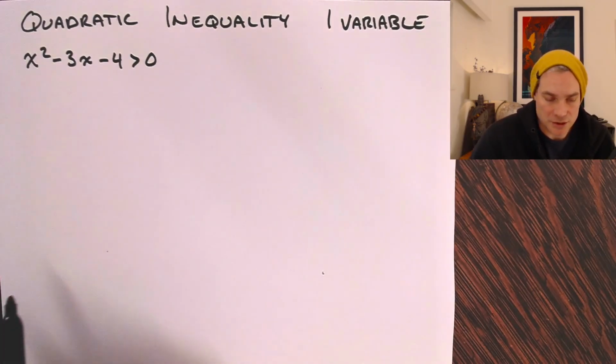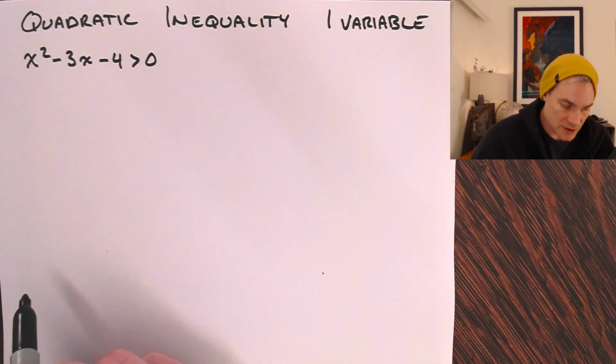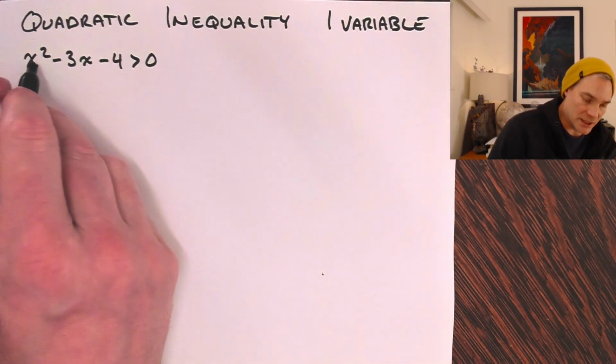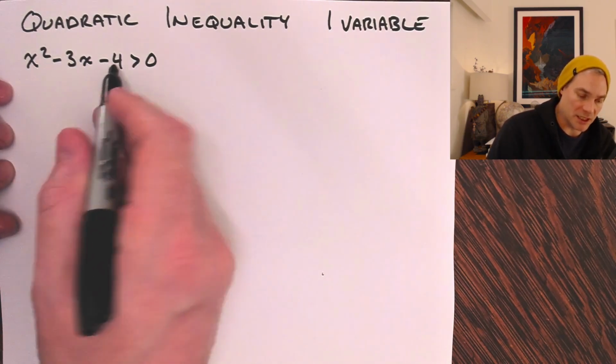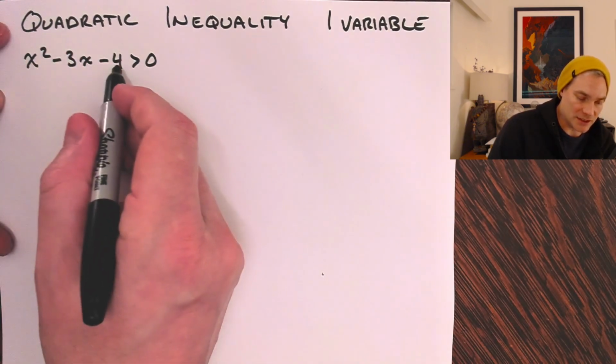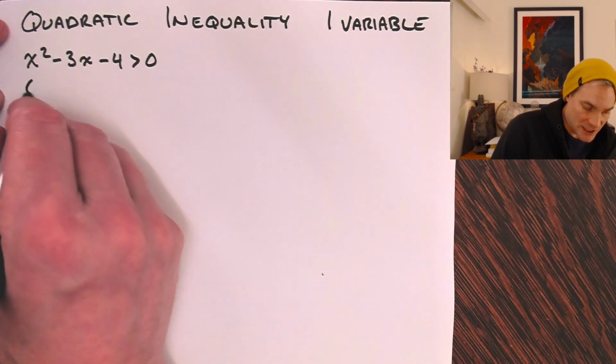So in this, we're going to do a quadratic inequality in one variable. And these are quite straightforward, but it does require a little bit of work. So in this, we have x squared minus 3x minus 4 is greater than 0. So we want to find what values of x make this statement true. So we can start by just factoring.